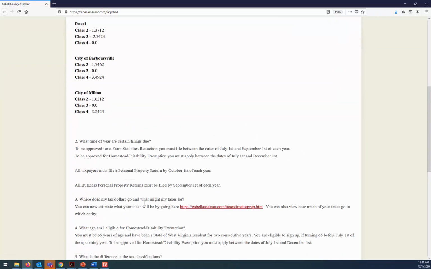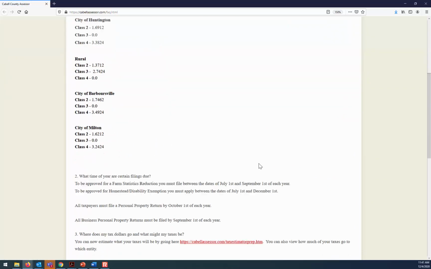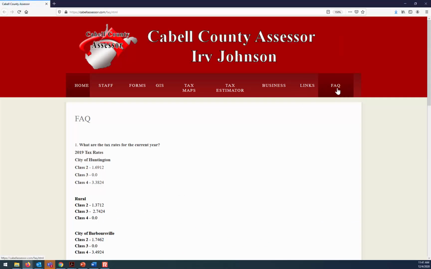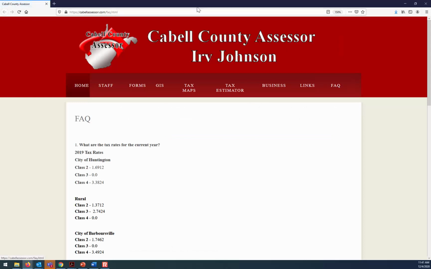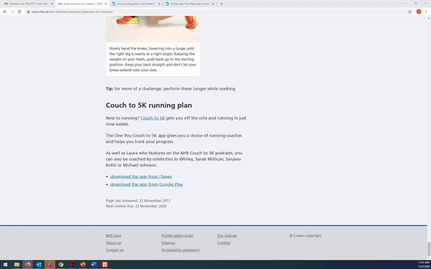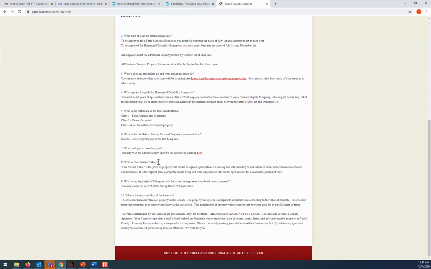the money goes. Let's see if they have, it used to be right on this page, but I think there's some place where it breaks down how much of the tax goes to which office. FAQ's not loading. Well, we'll skip over this question where it asks how much of that amount goes to the library. Scroll down on the FAQ page because the FAQ page isn't working. I wonder if it would come up in Chrome. Oh, estimate where your taxes will be going. Here we go.